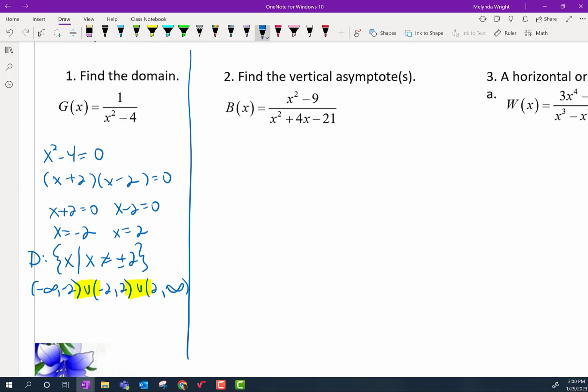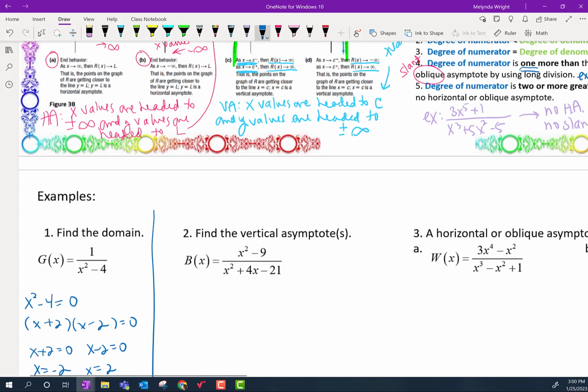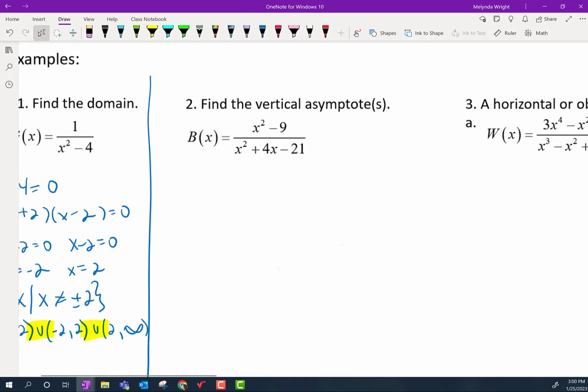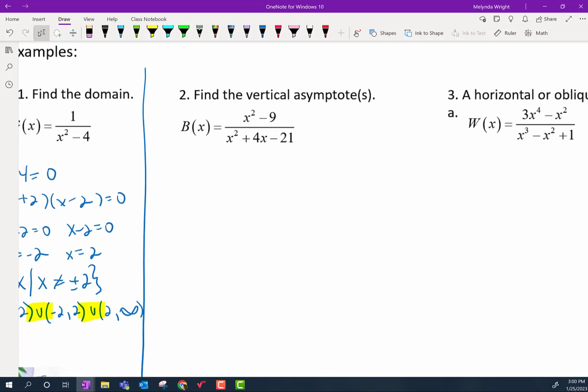Let's look at the second example. They're wanting us to find the vertical asymptotes. Before we find any asymptotes, we have to do step 1 from above: factor and simplify. We have to do that first, otherwise we're going to get in big trouble and very possibly have wrong answers. So let's factor first and see if we can simplify.